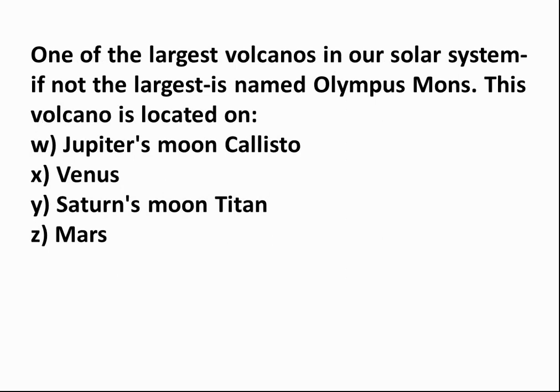Mons. This volcano is located on W. Jupiter's moon Callisto. X. Venus. Y. Saturn's moon Titan. Z. Mars. Answer: Z. Mars.